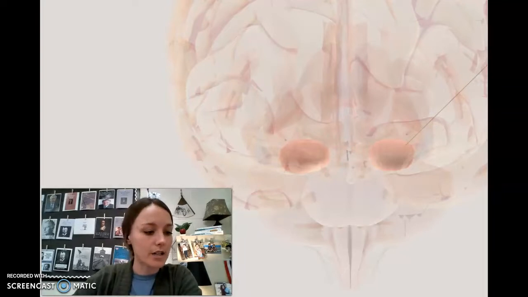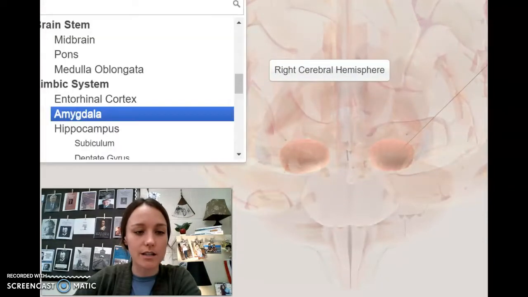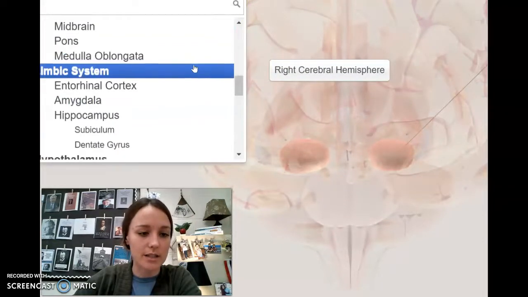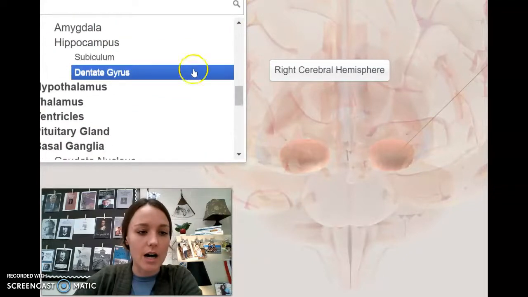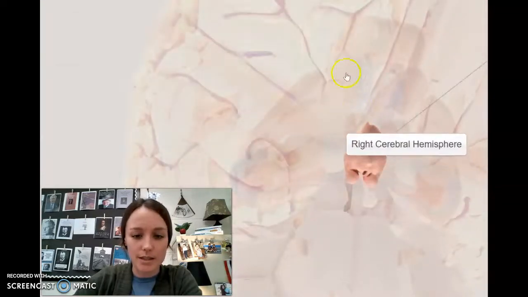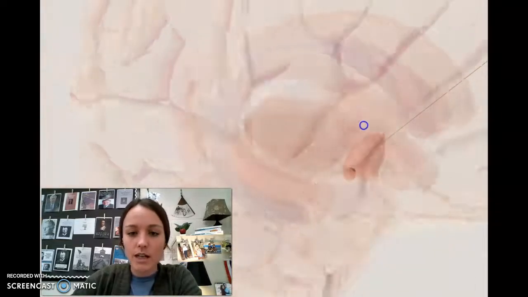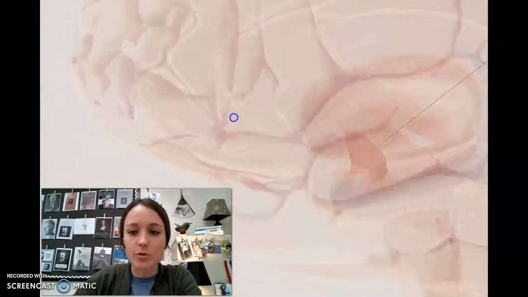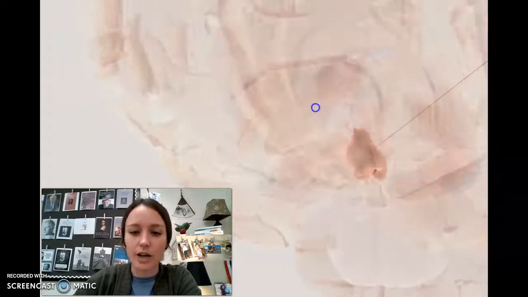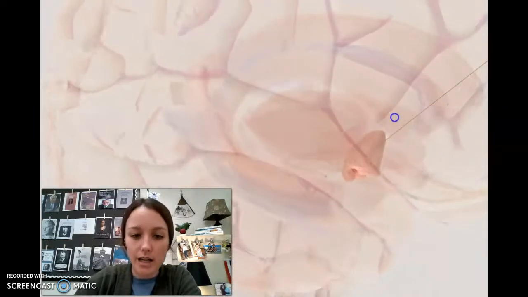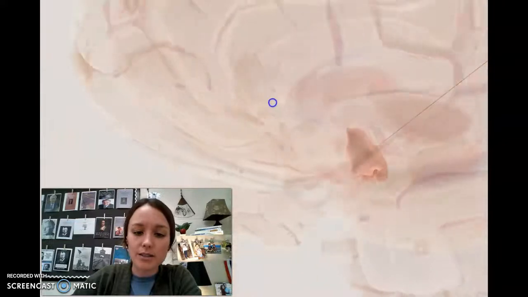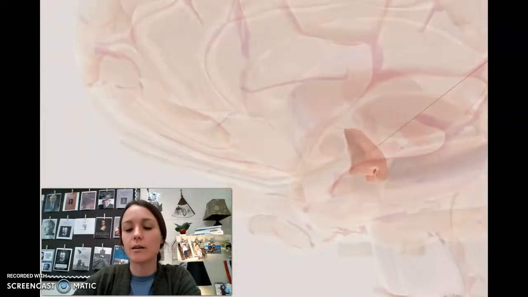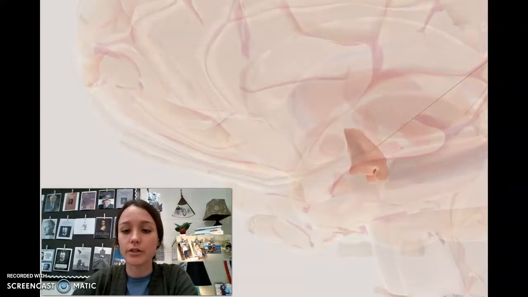All right, so next we're going to go on to the hypothalamus, and the hypothalamus is inside the limbic system. The limbic system kind of wraps all around, and the hypothalamus is deep in here, deep in the core. The hypothalamus is responsible for our inner drives to regulate our body functions. So things like hunger, you feel hunger and you feel thirst and you're driven to go satisfy those things.